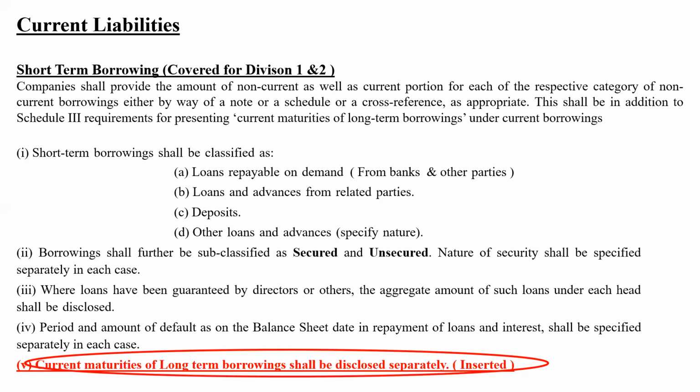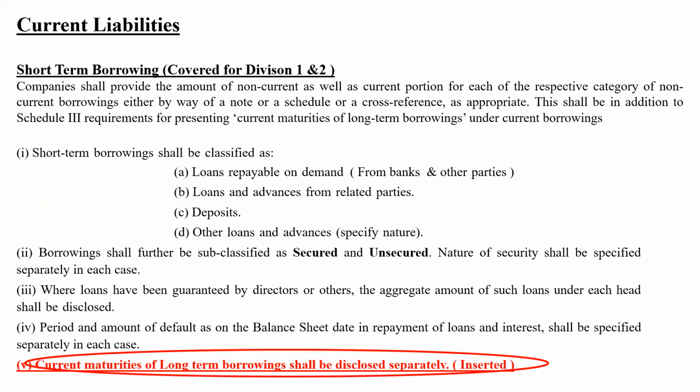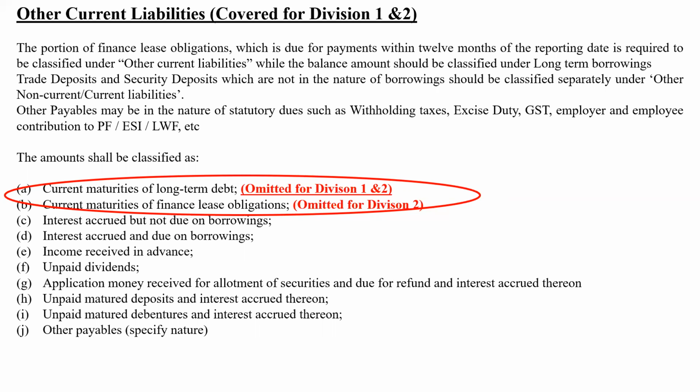Now another amendment in this case is short-term borrowing. Current maturities of long-term borrowing shall be disclosed separately, because that maturity is to be settled within the 12 months period or operating cycle. So that should be disclosed in short-term borrowing, not in long-term borrowings. Only the current maturity that is to be dealt with within the 12 months period. Next, other current liabilities: current maturities of long-term debt and current financial lease obligations have to be provided in the previous slide, so in the case of short-term borrowings, that has to be omitted.